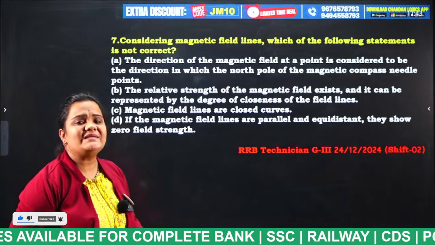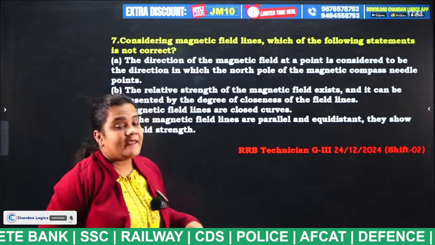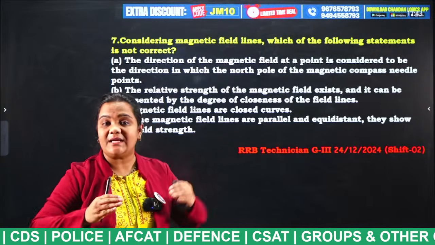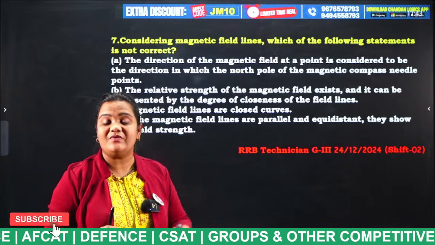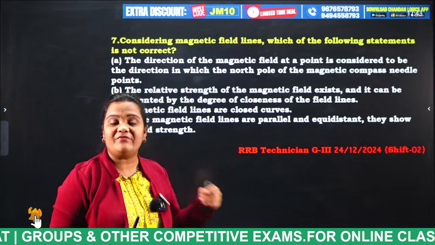Okay, so what is statement 1 saying, students? Statement 1 is saying that, you all know a compass. What do you mean by magnetic compass? This magnetic compass will let us know the direction of anything. So how can we know the direction of anything, students?